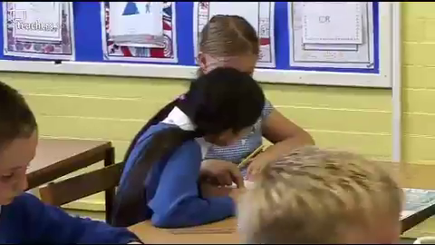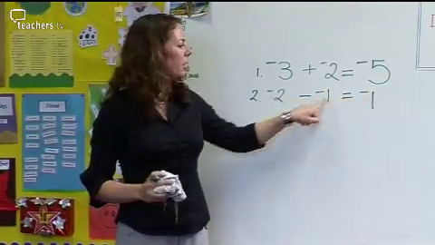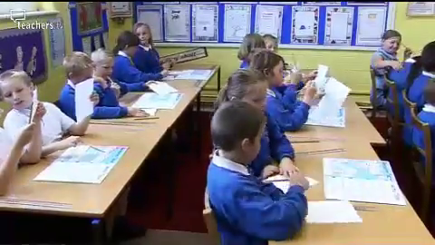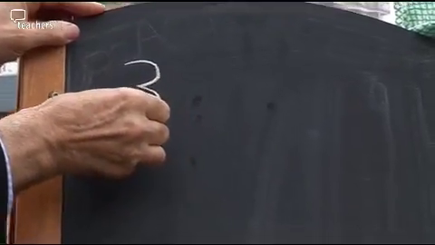Right. This time when you look at your partner's work, I want you to look and see if they've put the negative symbol in the right place on the number. It shouldn't be where this one is. It should be right at the top. The language is of the utmost importance.